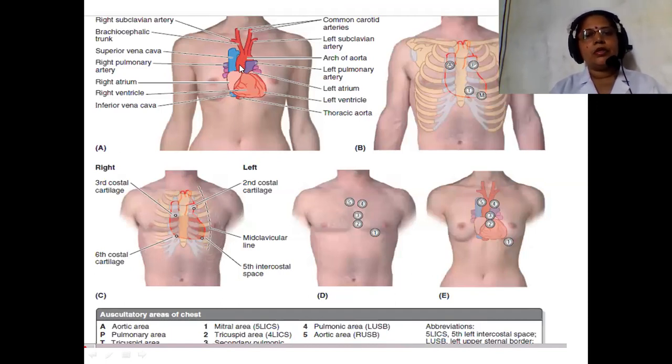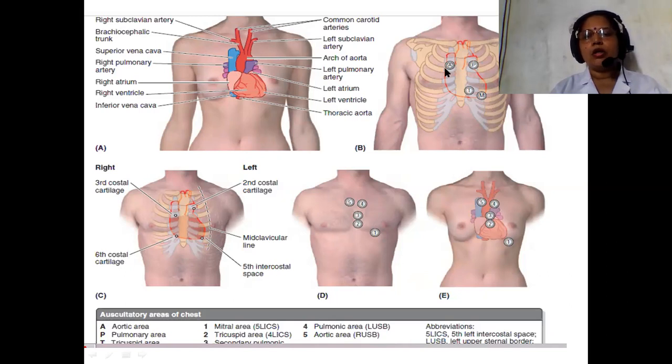This is the heart. This is the arch of aorta, with three branches: the brachiocephalic trunk, which again has two branches, then the left common carotid artery, and then the left subclavian artery. This is the superior vena cava. This is the inferior vena cava. This is the right atrium, right ventricle, left ventricle, and posteriorly the left atrium is present.